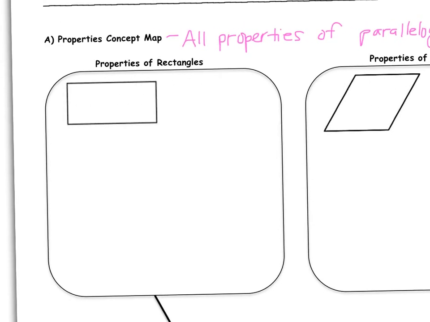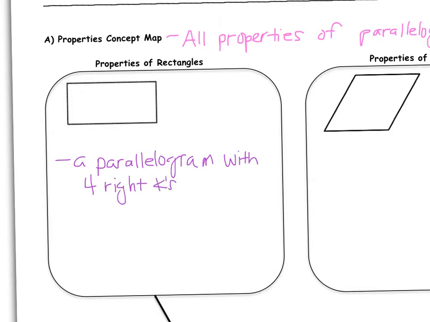A rectangle is a parallelogram with 4 right angles. So again, in addition to everything that we know, opposite sides parallel, congruent, all that stuff, we have 4 right angles. And the other thing that's special about a rectangle is that the diagonals are congruent.